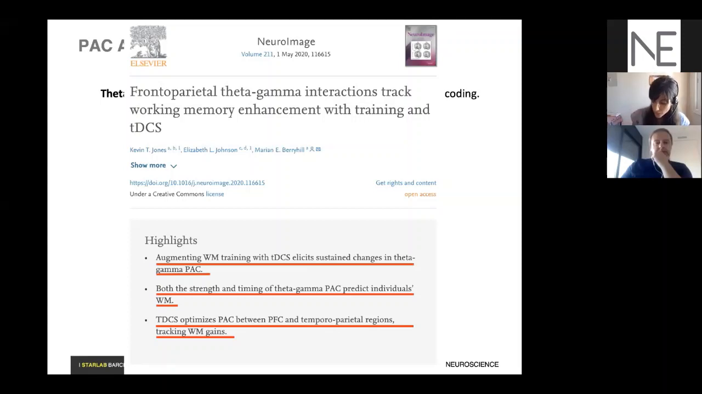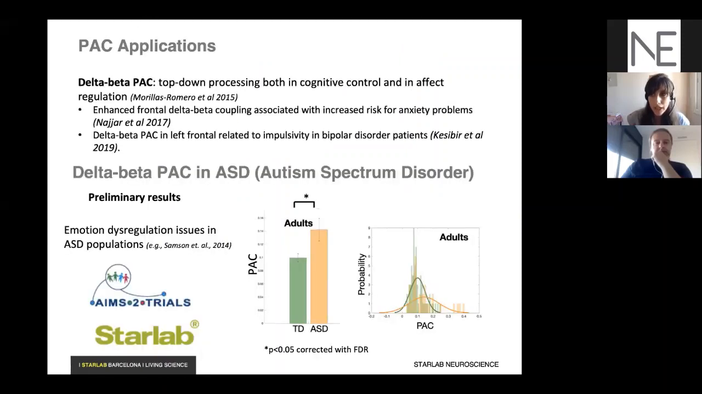So from one side, we have this theta gamma coupling that you can see here, which is related to working memory, and it's related to binding different contexts of information, different perceptual information from different senses. And from the other side, we have another coupling function, which has been growing in the latest years, which is the delta beta phase amplitude coupling. This has been shown to be related to top-down processing, both in cognitive control and in affect regulation.